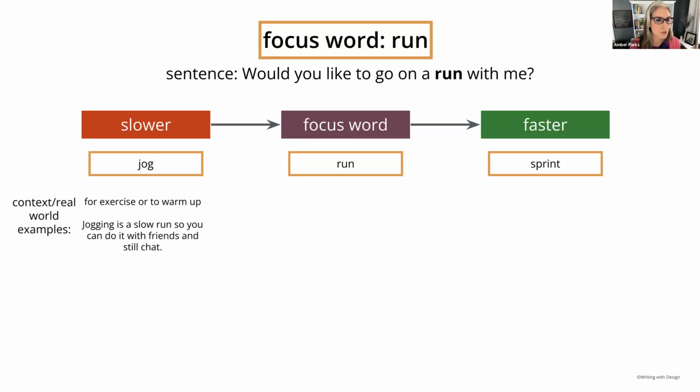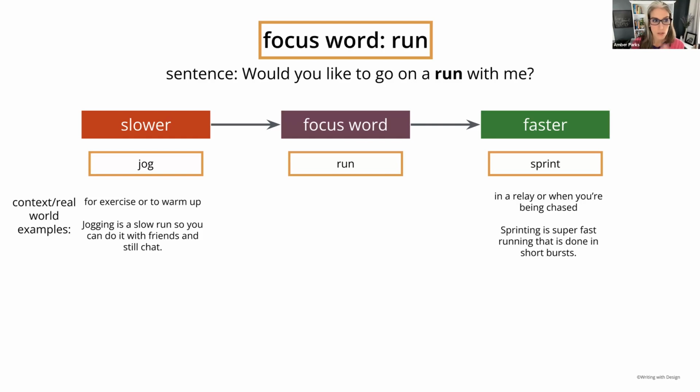And then we've got these real world examples or context that can really help understand this particular synonym. So for jog, we want to think about that it's for exercise or to warm up, and that it's slower than running so you can actually do it with friends and still chat, right? So if I asked you to go on a jog with me, then that means hopefully we'd still be able to have a conversation, right? We wouldn't be just completely out of breath from the very first step.